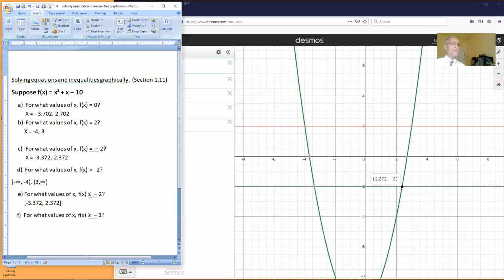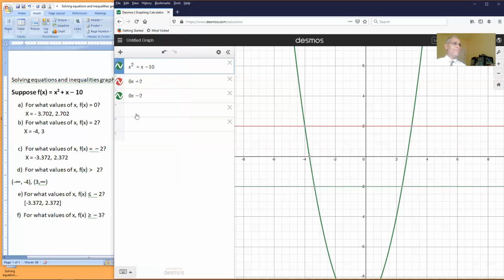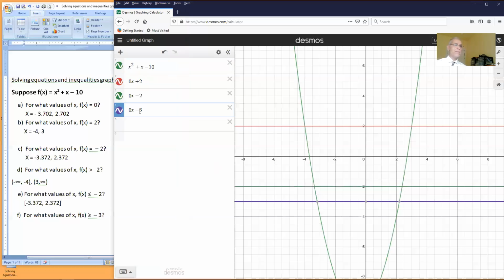greater than or equal to negative 3. So I have to go ahead and graph y equals negative 3. So 0x minus 3. And I want to know for what values of x f of x is above the line y equals negative 3. So that would be from negative infinity all the way to this point, and from this point to positive infinity.